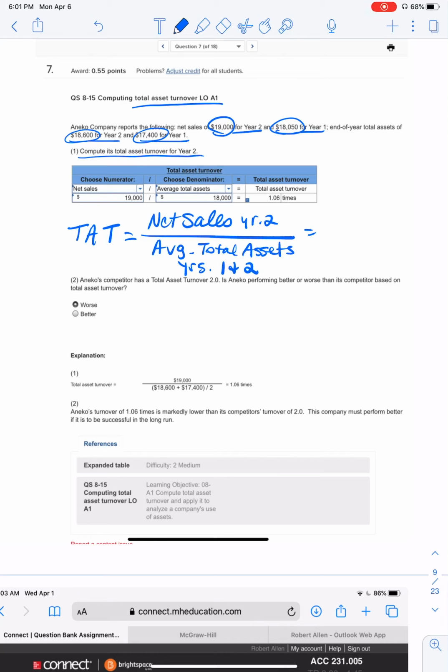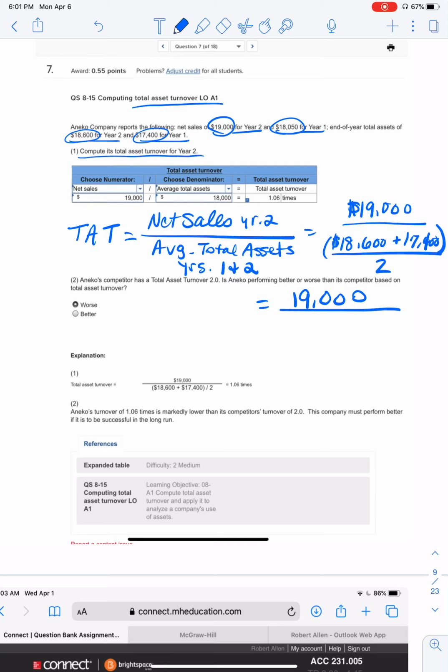So when I do this, I'll take my $19,000 in sales and divide that by my $18,600 in year-end assets for year 2, plus my $17,400 in year-end assets for year 1, divided by 2. So now I can rewrite this as $19,000 divided by $18,000, and this comes out to 1.06 times. And that's all we see here. So we get total asset turnover of 1.06.